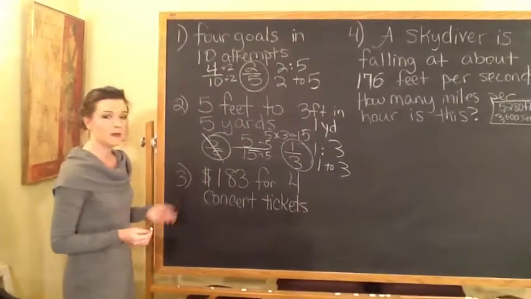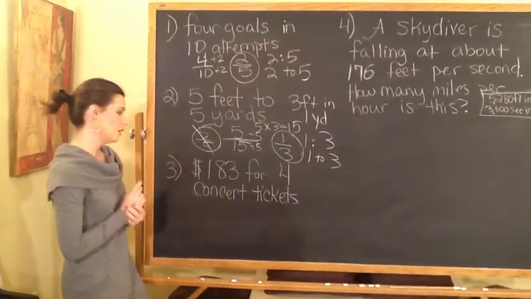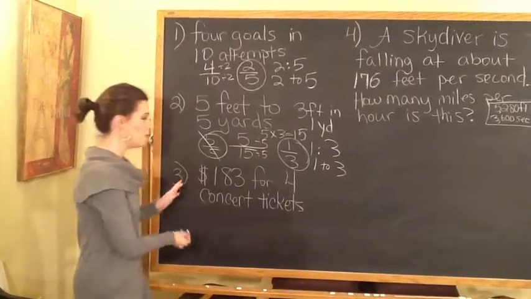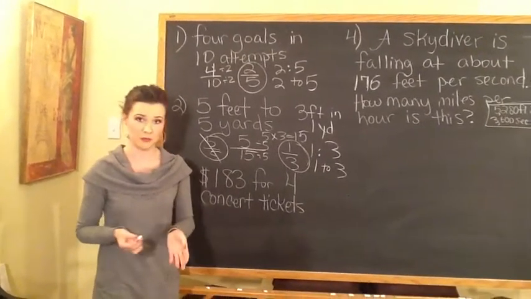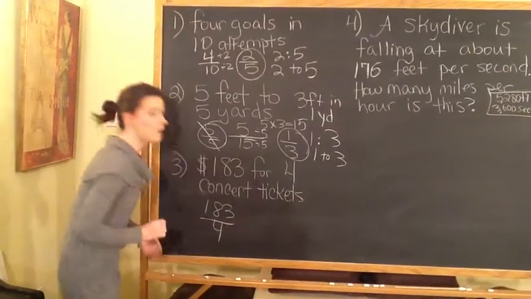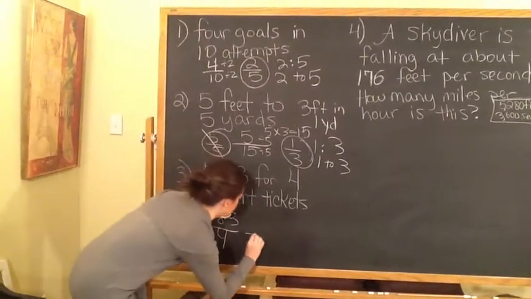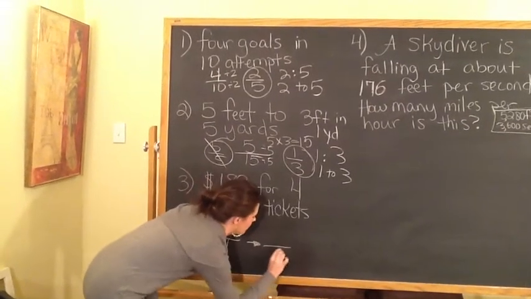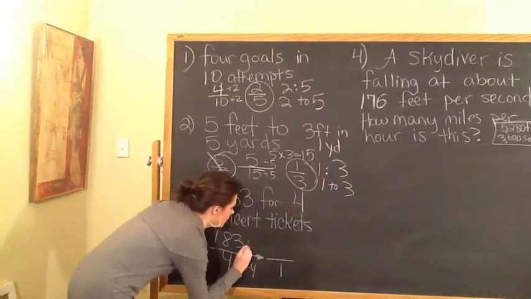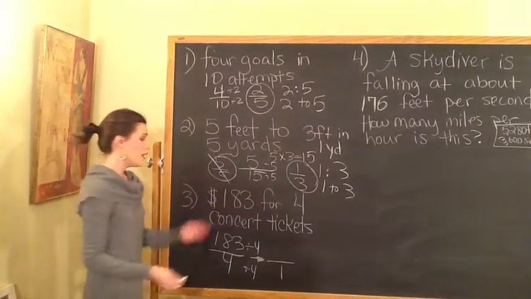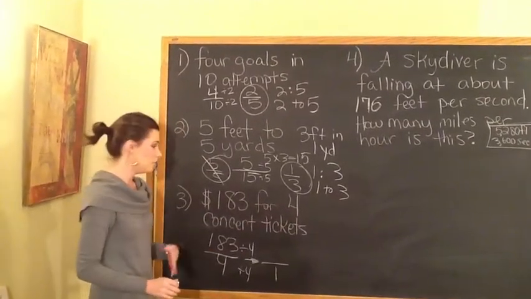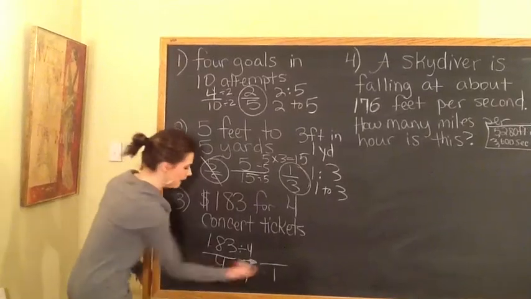All right, let's go ahead and look at number 3. It says $183 for 4 concert tickets. So basically right here, what we want to do is to find a unit rate. Okay? So if we have 183 over 4, we want a unit rate, which means we need to get this denominator to 1. So in order to make it 1, we need to divide by 4. So let's divide by 4. Because if we know that $183 is for 4 tickets, and we want to figure out how much 1 ticket costs, we need to go ahead and divide 4 out of both.